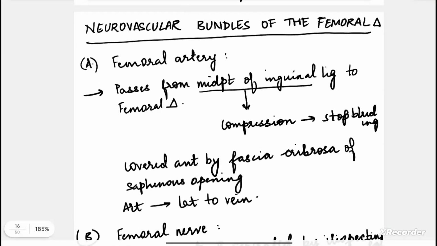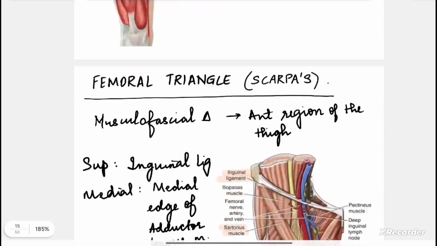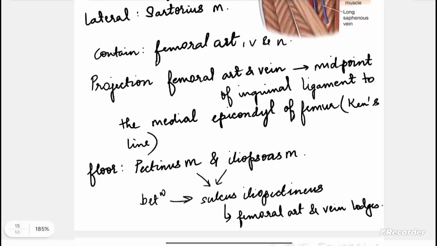Now, the neurovascular bundles of the femoral triangle. First is the femoral artery. It passes from the midpoint of the inguinal ligament into the femoral triangle. Compression of this femoral artery stops the bleeding. It is covered anteriorly by the fascia cribrosa of the saphenous opening. The artery is lateral to the vein.